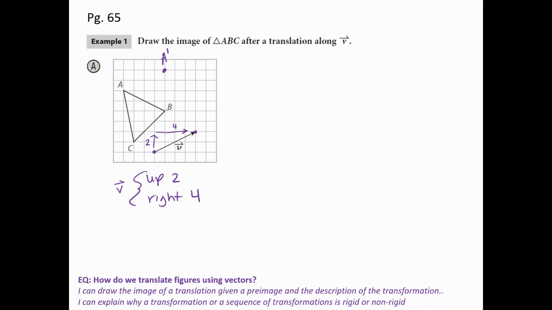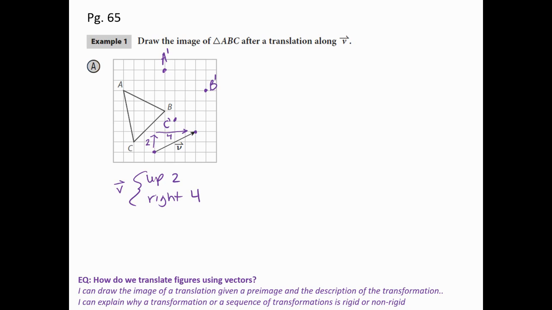Okay, then we're going to do that with B. Up 2, right 4, 1, 2, 3, 4. There's B prime. And then up 2, right 1, 2, 3, 4. There is C prime, and I'm going to move my little 4 so it's out of the way. Great. So this one is C prime. This was going over 4.